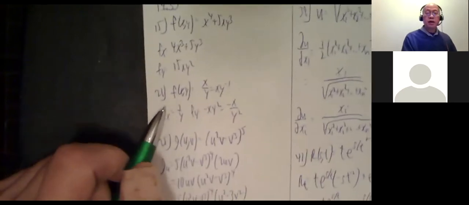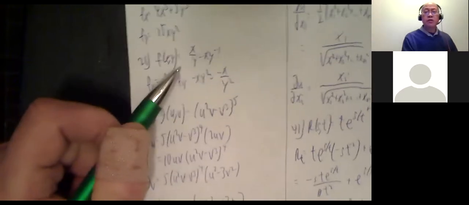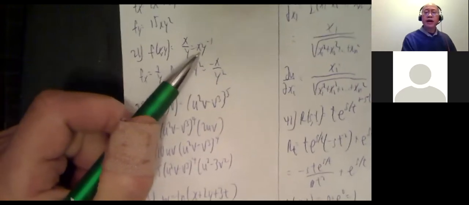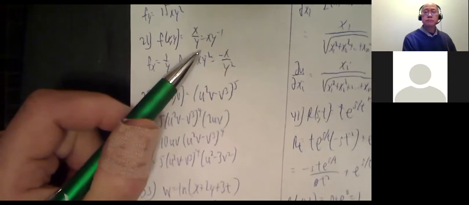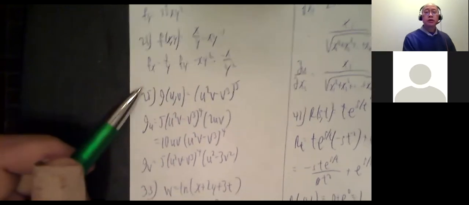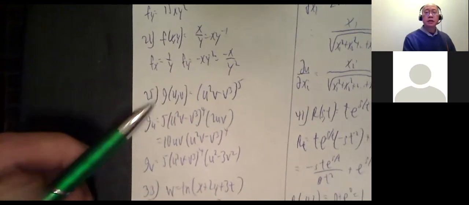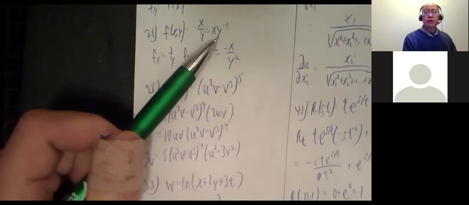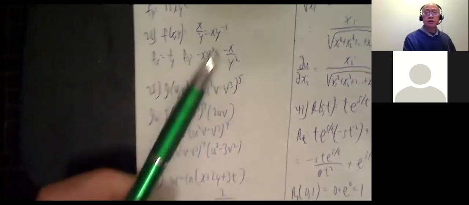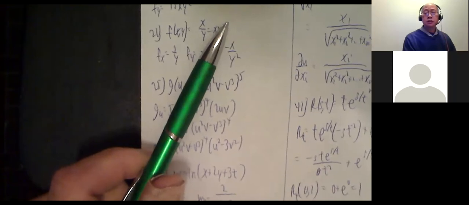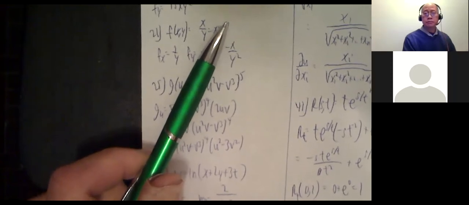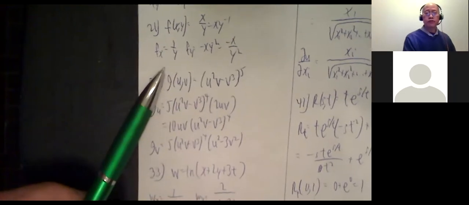Okay, 21. F of xy is x over y. I'm going to write it as xy to the negative 1. Makes it a little bit easier that way. Partial with respect to x, fx. That means y is a constant. That means y to the negative 1 is a constant. It's basically coefficient times x. So the derivative is just the coefficient, y to the negative 1 or 1 over y.